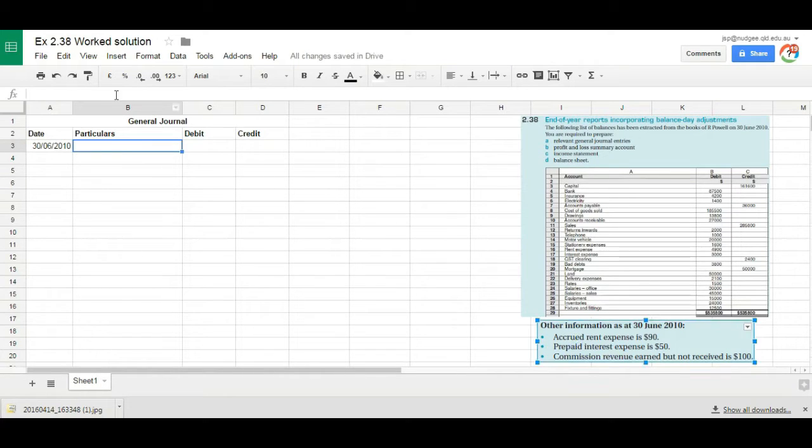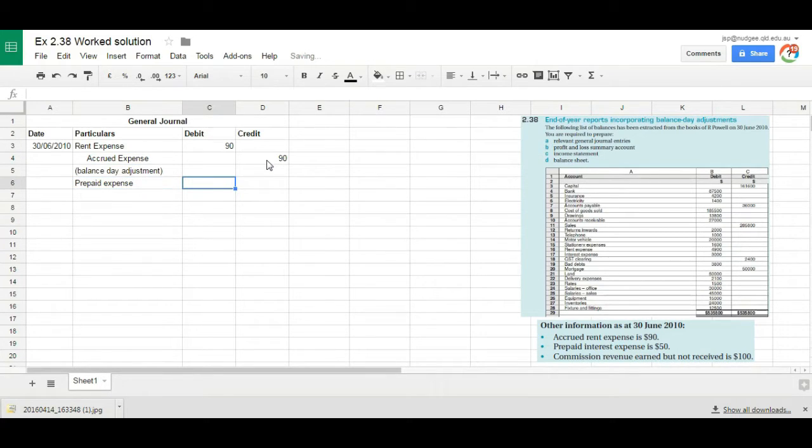First step, we're going to look at balance day adjustments. Now, the first one I'm doing is the accrued rent expense, $90, and the rent expense here. After that, we have a prepaid expense, and we have the interest expense there. Now, it's going to be up to you guys to figure this out. Okay, after that, we have a commission revenue, which is also an accrued revenue. So there are 3 balance day adjustments.